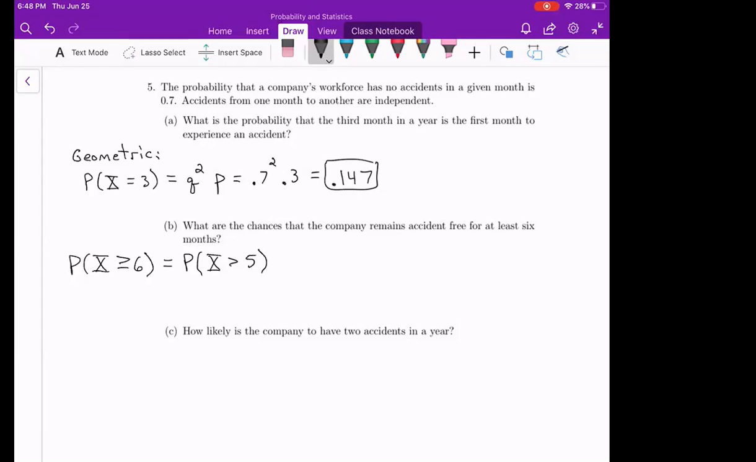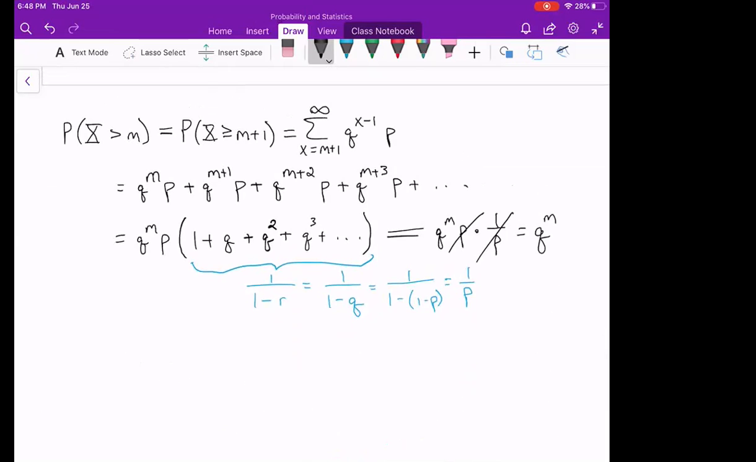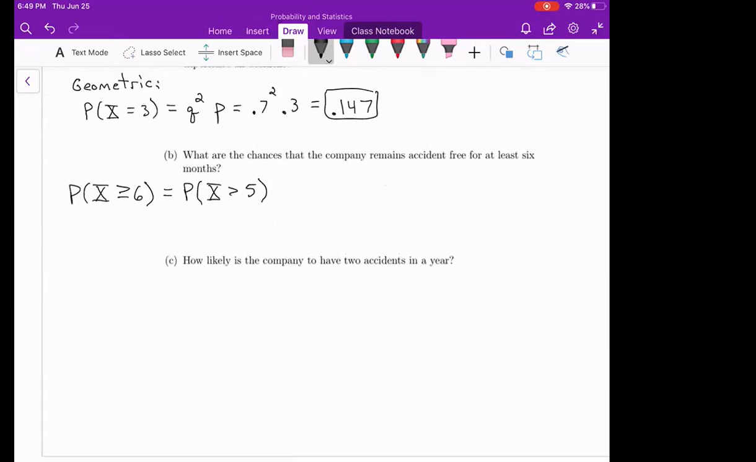So you are right in terms of geometric. It's just that the direction you shifted the 6 was flipped. And so it is geometric. The reason I wrote it as a strict greater than is because we derived earlier what that probability is for a geometric distribution. We know the probability that X is greater than M is Q to the M power. So this, we know, is Q to the 5th power.